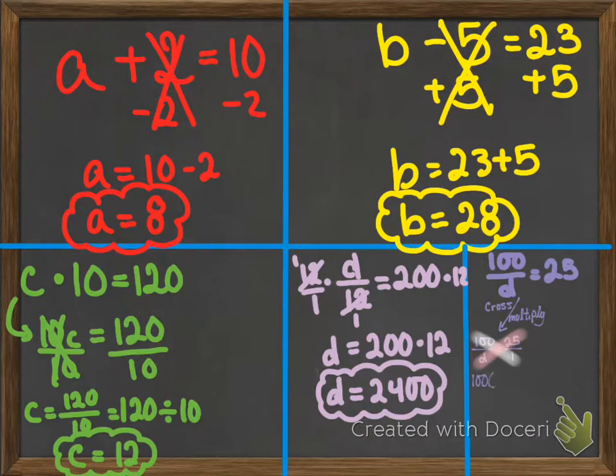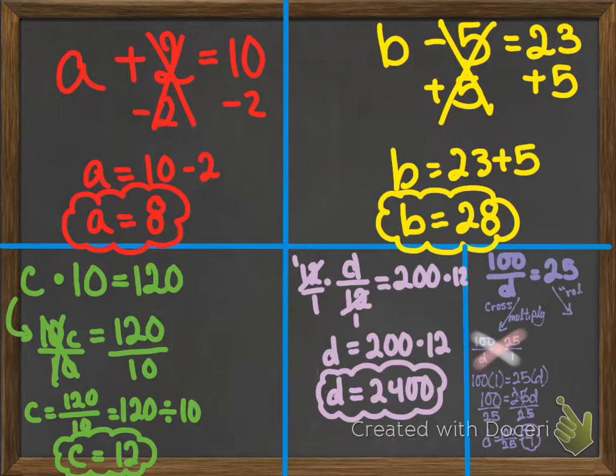Then you multiply one numerator by the other denominator and one denominator by the other numerator. So 100 times 1 equals 25 times d. Well, 100 times 1 is 100, and 25 times d is 25d. This is a much easier equation to solve. So how do you get d by itself? How do you undo multiplication by 25? You divide both sides by 25. The 25s cancel. You're left with d equals 100 divided by 25, which is 4. So d is equal to 4.